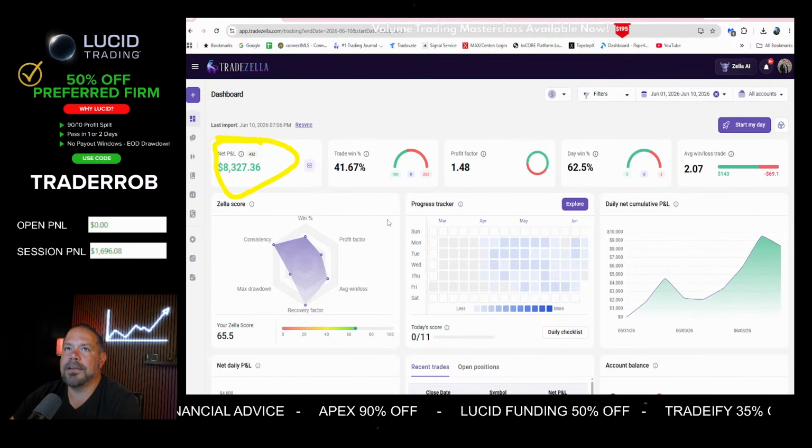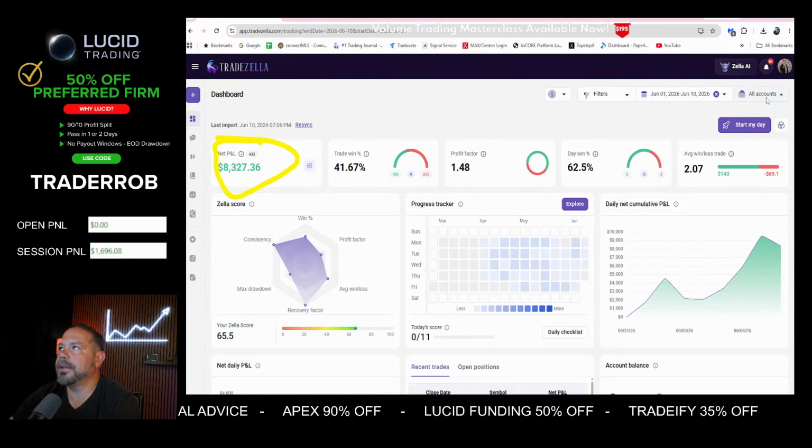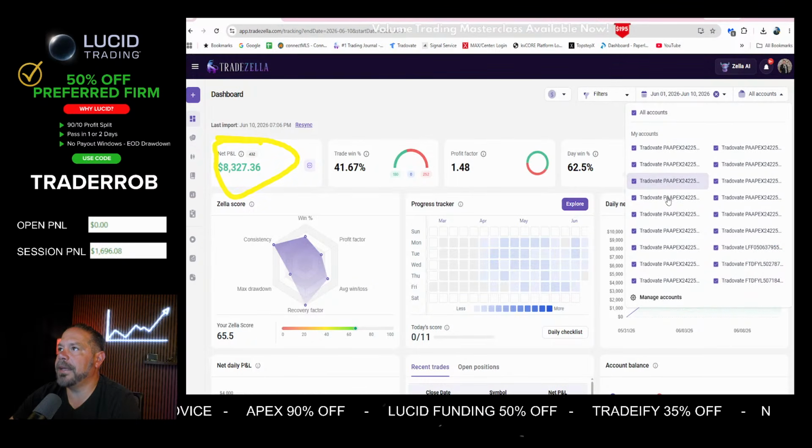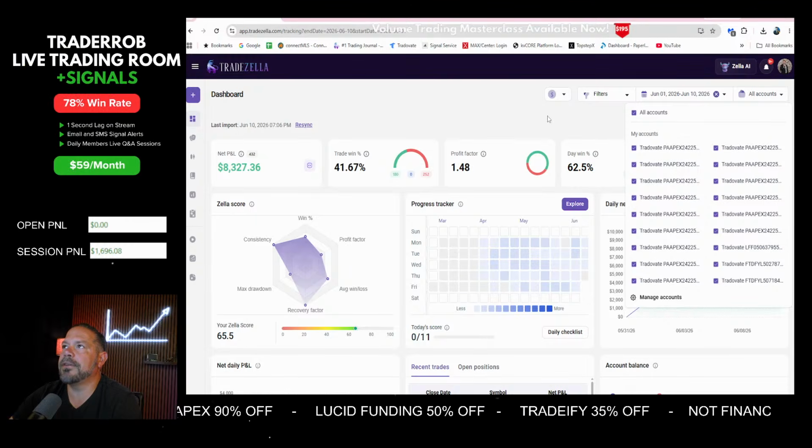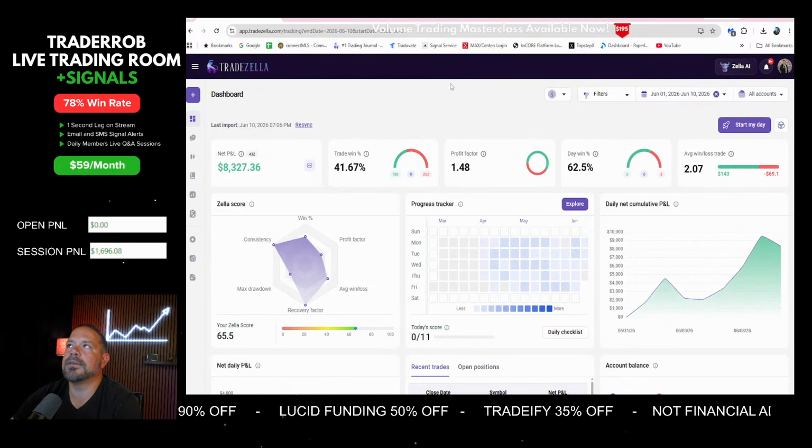And this is what the P&L is looking like for the month. And again, these are just all of my PA accounts and my Tradeify and my Lucid funded accounts. It's the only thing that you're seeing there.